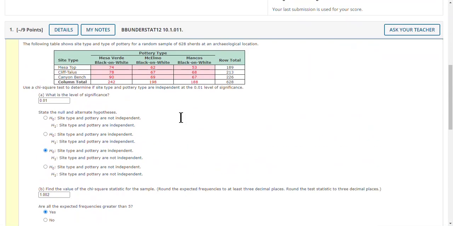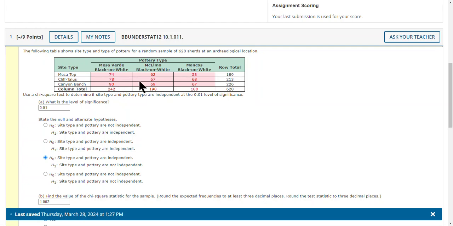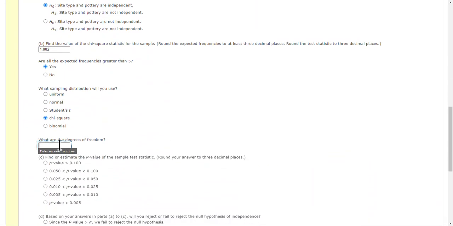So remember, the rule for the degrees of freedom is you count the number of rows, which is 3, and you minus 1, so that's 2. And you count the number of columns, which is 3, and you minus 1, so that's 2. And you multiply that together. So 3 minus 1 times 3 minus 1. So 2 times 2 makes 4. So there are 4 degrees of freedom.